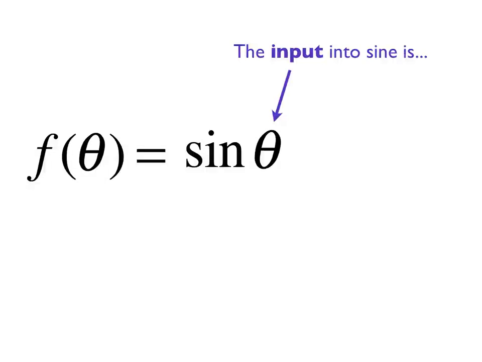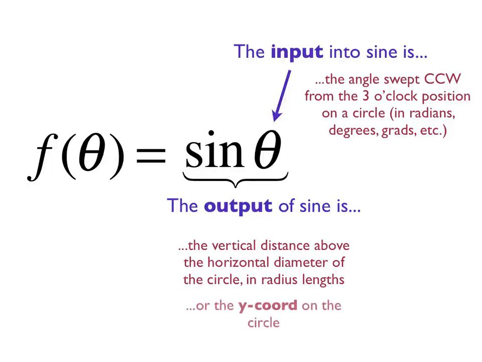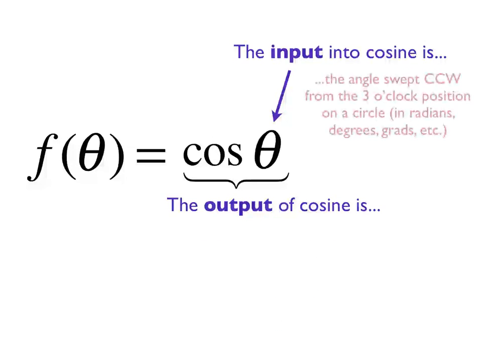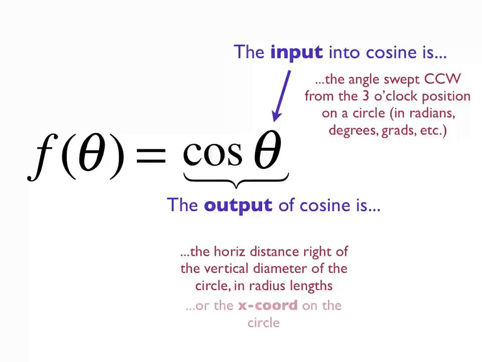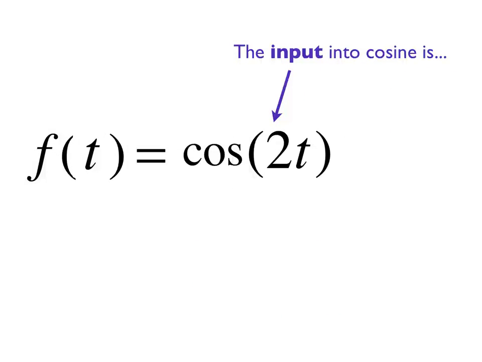Okay, so just give me a second here to get caught up. Okay, so here's cosine theta. So now we're saying cosine of 2t. So theta is no longer the input into this function. What's the input into this function? Time. Time is the input.